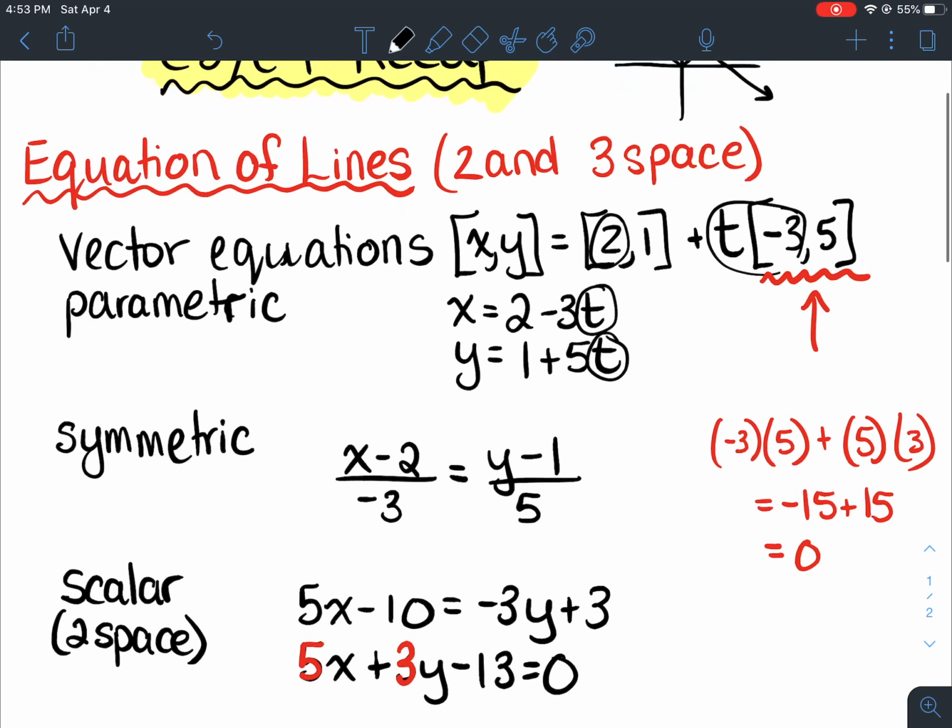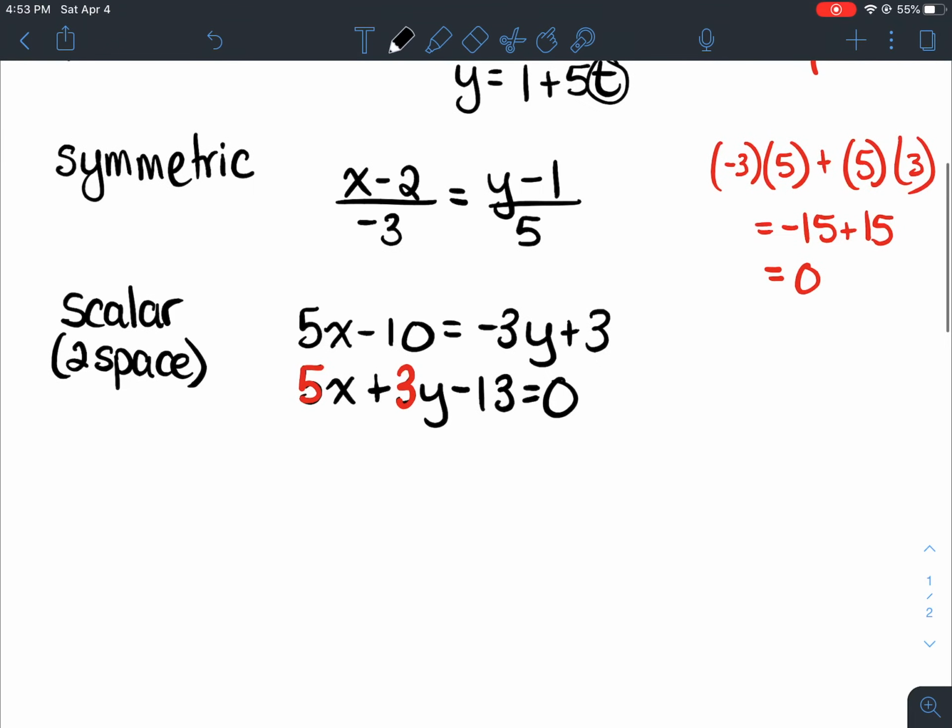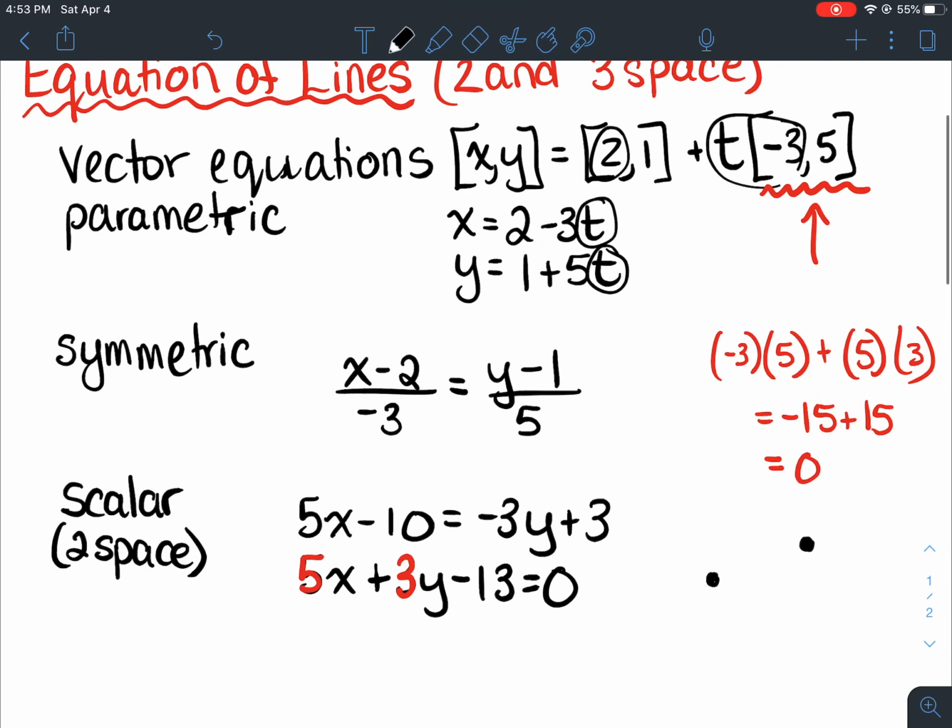Okay, so that's a whole bunch of stuff about equations of lines. So you should be able to create equations of lines given some kind of information. For example, if I gave you 2 points on a line, then you should be able to create vector, parametric, symmetric, and scalar equations by getting a direction vector, getting a position vector, and just subbing that in.